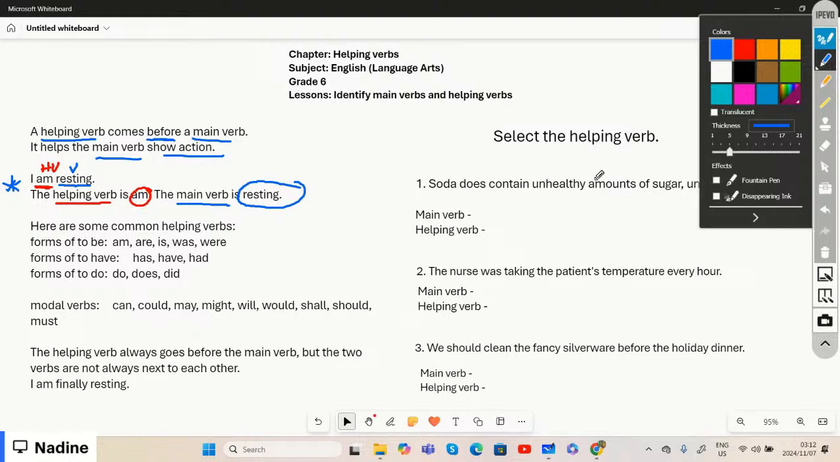And if we look at some common helping verbs, when it comes to forms of to be, we can say it is am. It's like saying I am, they are, he or she is, he or she was, they were, and then the action follows after that.